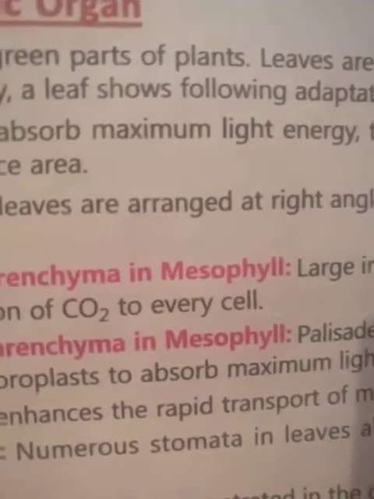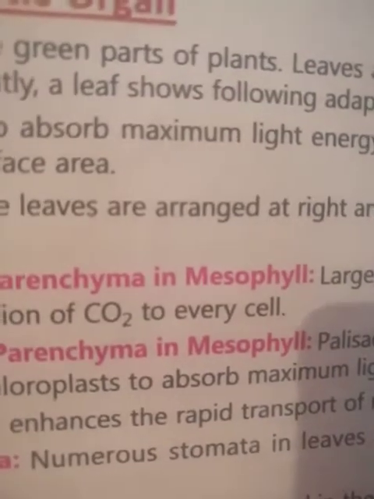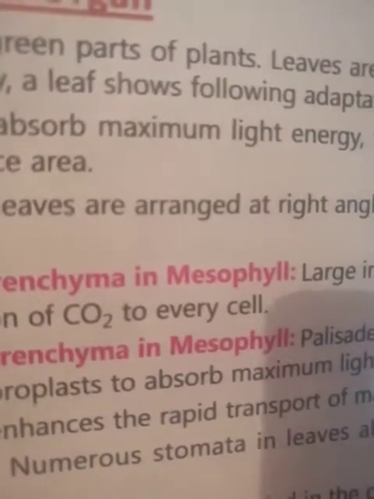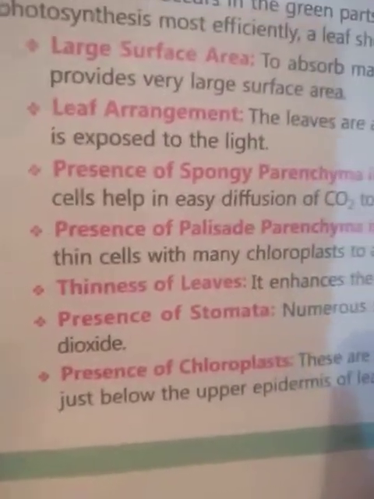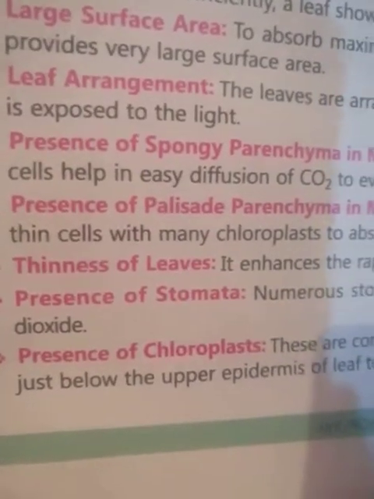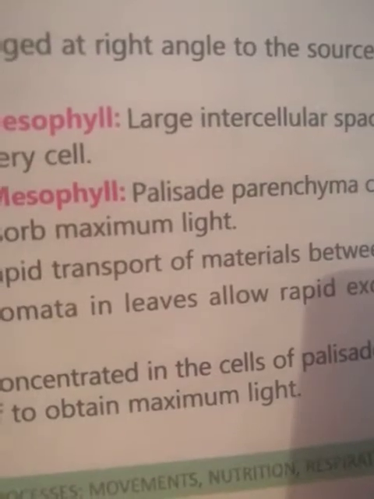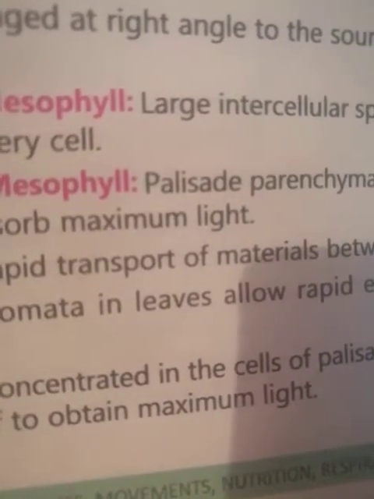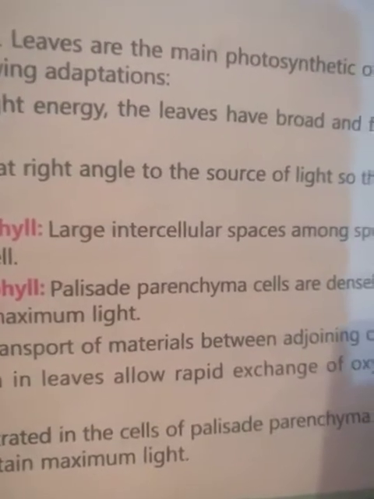Means there are spaces between two cells, that is called intercellular spaces, which are present in mesophyll cells of leaves. Presence of palisade parenchyma in mesophyll. Palisade, actually this is pillar-like cells which are present inside the leaf in mesophyll cells.